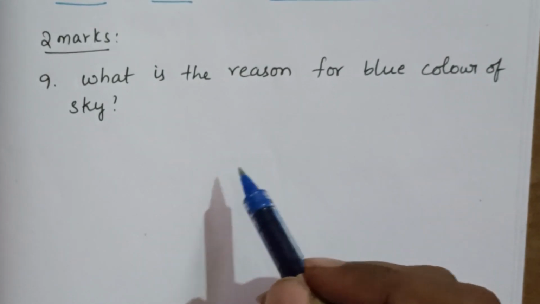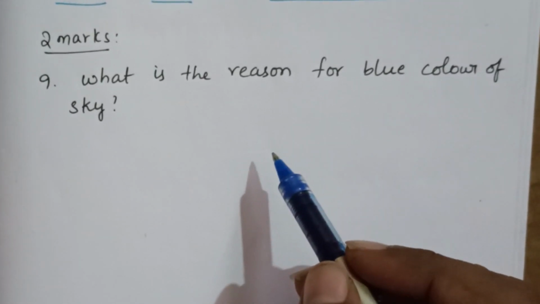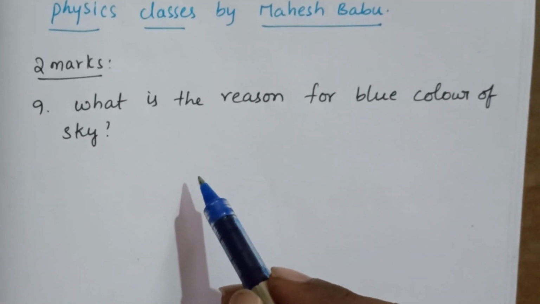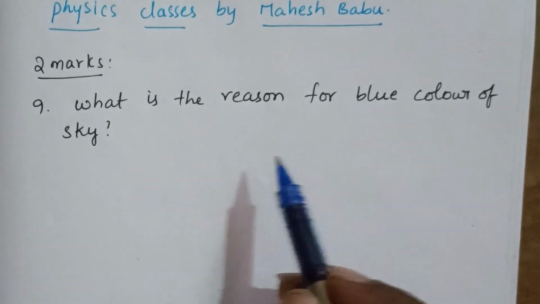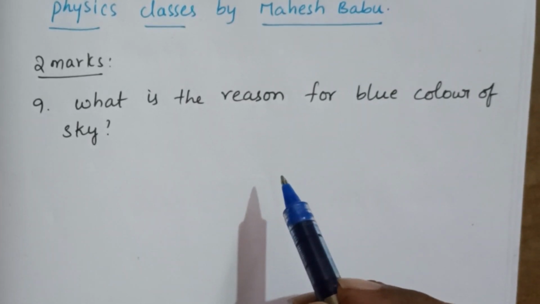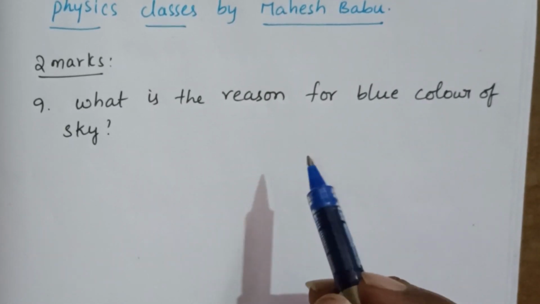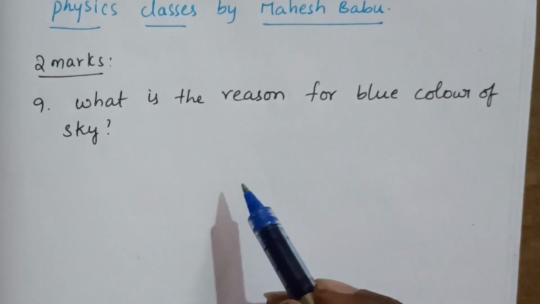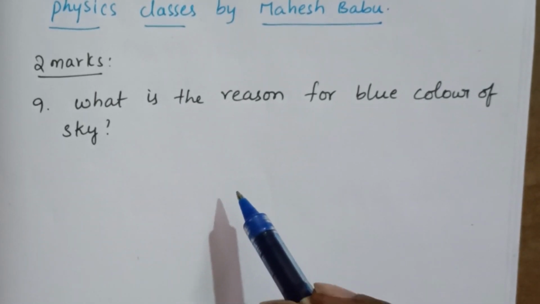Now when that light falls on the molecules which are present in the atmosphere, the 7 colors contain 7 different wavelengths. If the wavelength of a color is comparable to the size of the molecule, it will be absorbed. That particular color will be absorbed, and after absorbing, the molecule re-emits that color in various directions with different intensities.